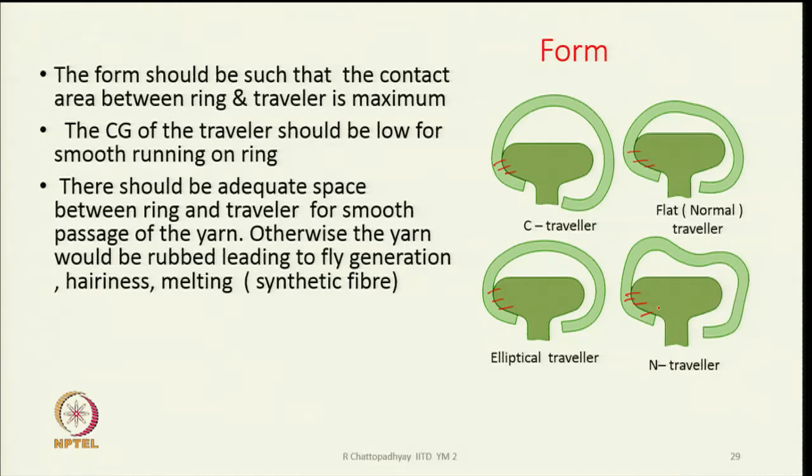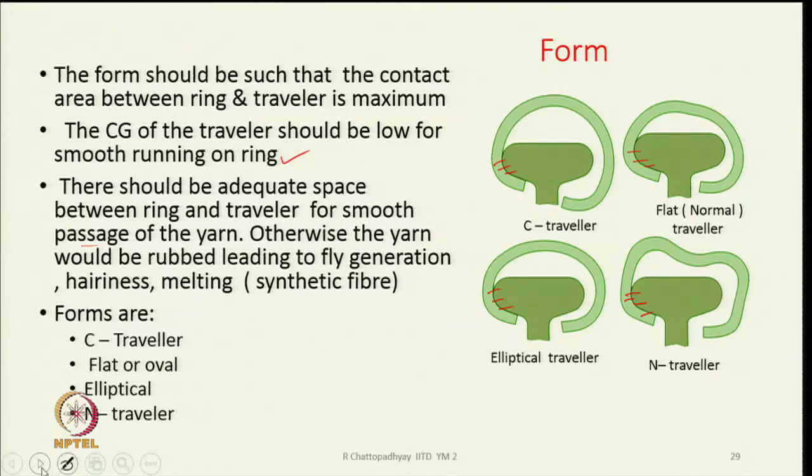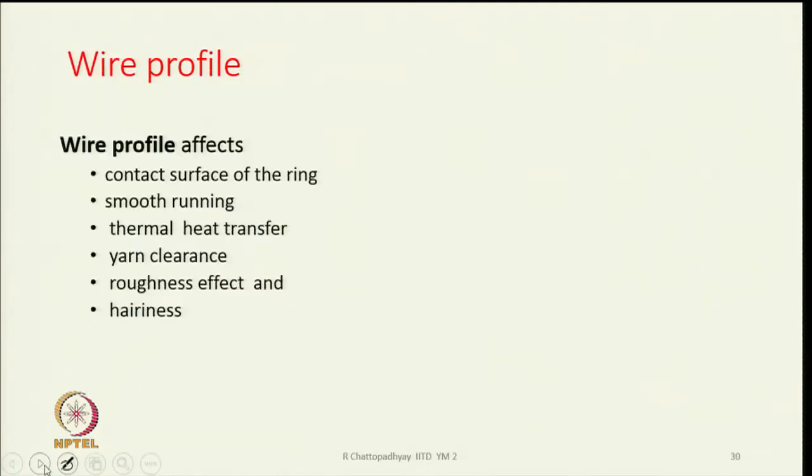Also, you have to keep in mind the constraint that there has to be sufficient space for the yarn to pass through. The CG of the traveler should be low for smooth running of the ring. There should be adequate space between ring and traveler for smooth passage of the yarn, otherwise the yarn would be rubbed, leading to fly generation, hairiness and melting or melt spot. So, these are the various requirements on the shape of the traveler. Four different forms are shown here: C type traveler, flat or oval type traveler, elliptical traveler and N type traveler. These are the four different forms which are commercially available.